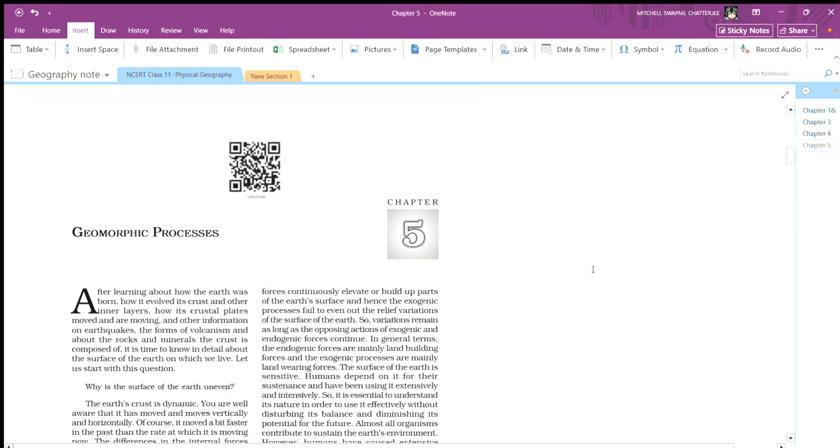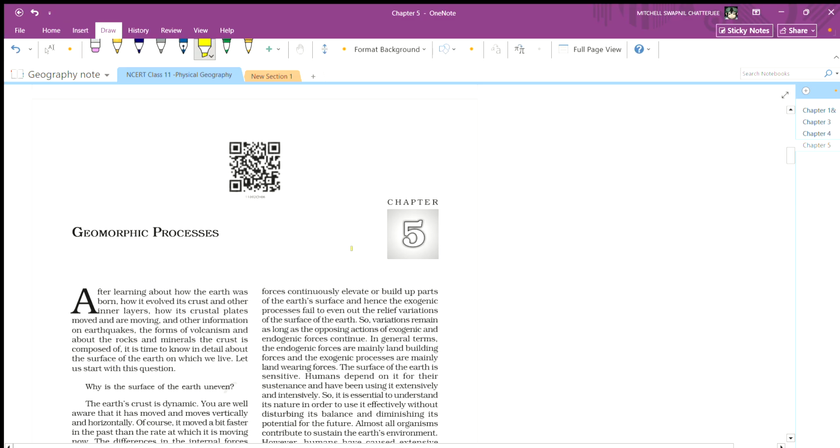So this is chapter 5 from Physical Geography, class 11, NCERT. Previously I have done chapter number 4, and this is chapter number 5. Let's go through it.